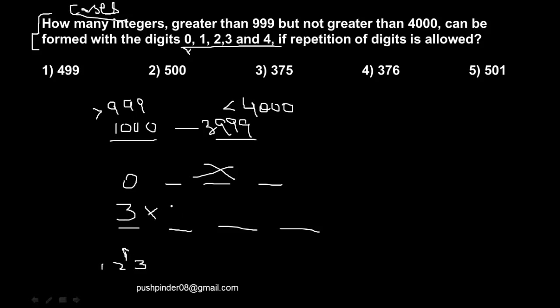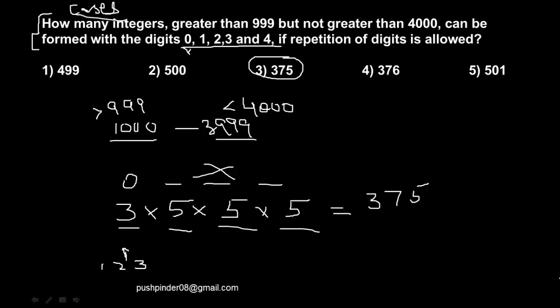Now over here you can fill any of the 5 numbers. Over here you can fill any of the 5 numbers. Similarly here as well, and here as well, because the numbers can be anything. It can be 3124 or 3444, since the repetition of digits is allowed. So your answer is nothing but 375, right? So I hope everyone is understanding, and this is a pretty simple scenario. You will be able to solve this question pretty easily.